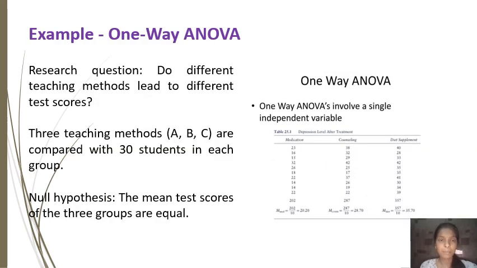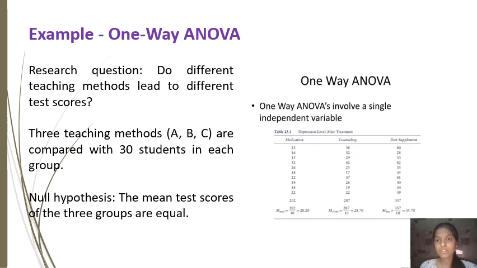And the next is an example for a one-way ANOVA. The question is: three teaching methods A, B, C are compared with 30 students in each group, and the null hypothesis is that the mean test scores of the three groups are equal. Here we can see the example.